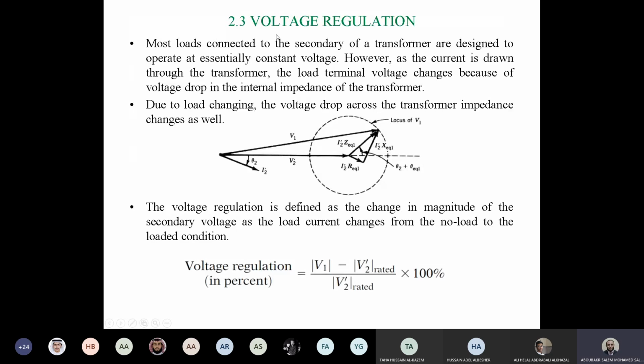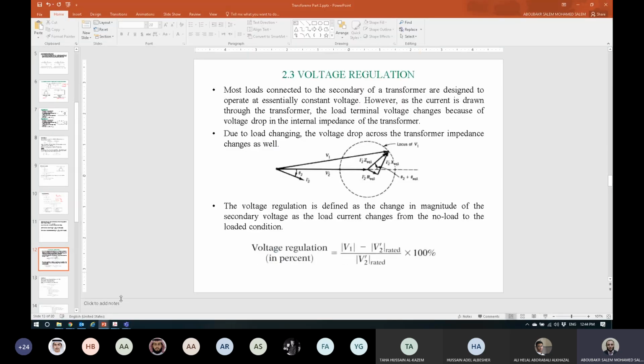And voltage regulation, we can start in the next class. Now we will open the discussion if anybody has any question.